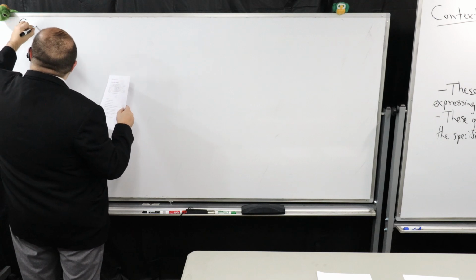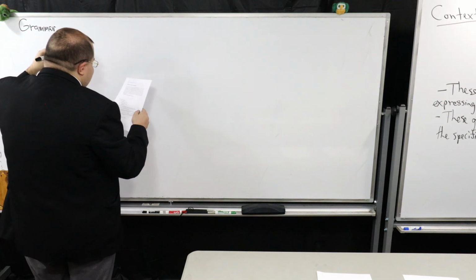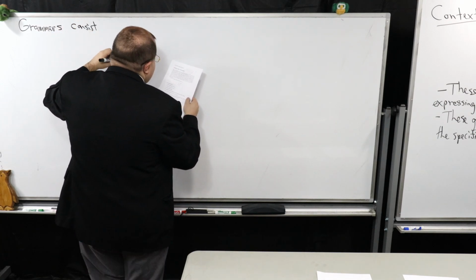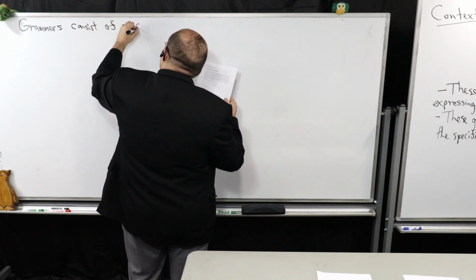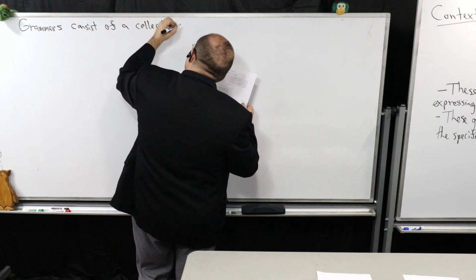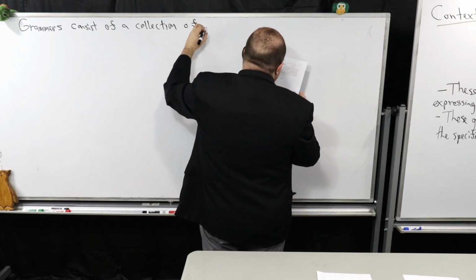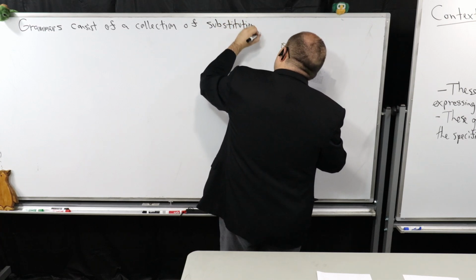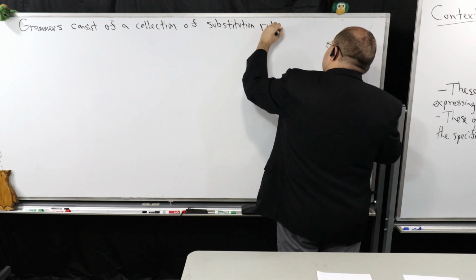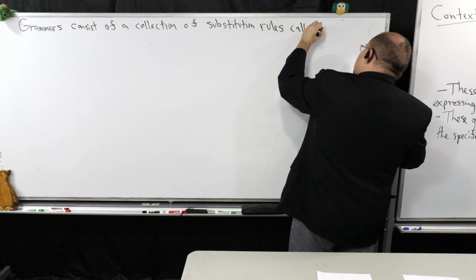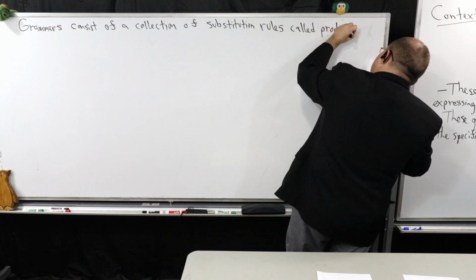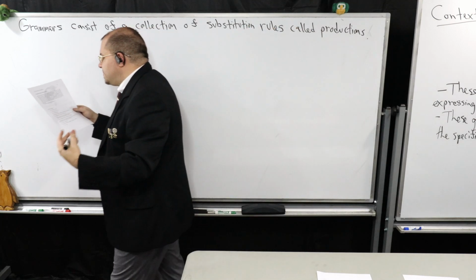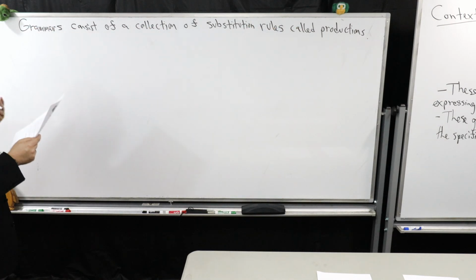So grammars, I want to be clear more broadly what a grammar is. Grammars consist of a collection of substitution rules, called productions. That's the first thing you need to know about grammars. These productions have some parts to them.